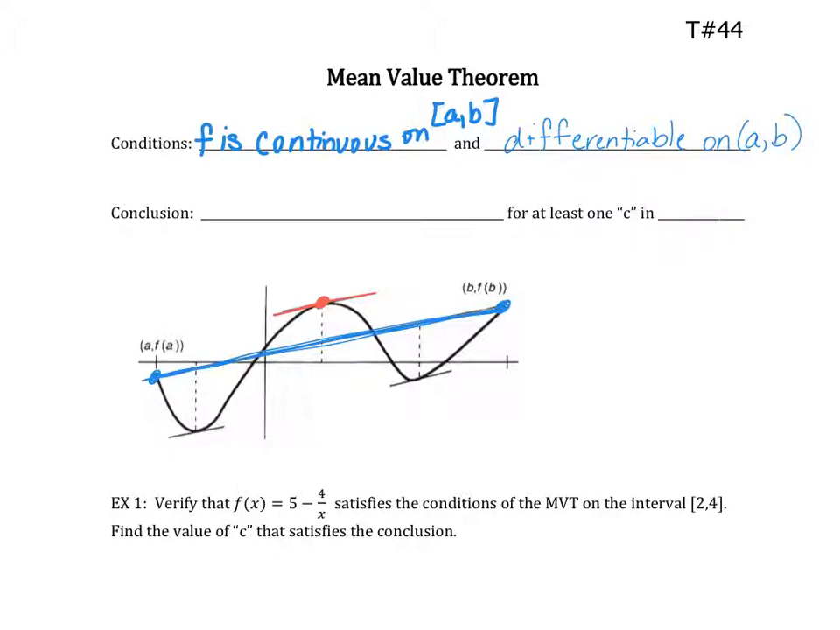If f is continuous on the closed and differentiable on the open, then f prime at C has to equal, that's the slope of the tangent line at C, has to equal the slope of the secant line, which would be f of B minus f of A over B minus A, for at least one C in the interval A to B. Now notice in this one, it cannot be an endpoint. So for IVT, these were closed right here, but for this, it is open.